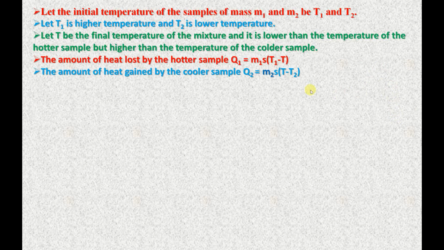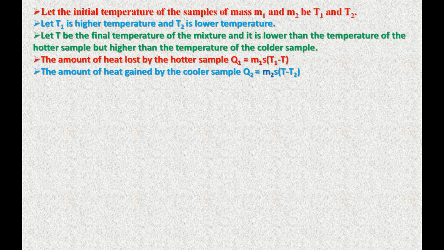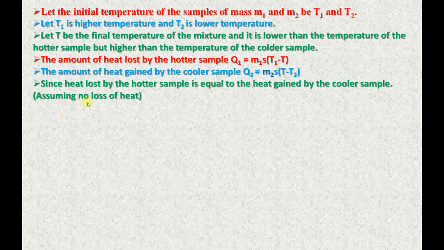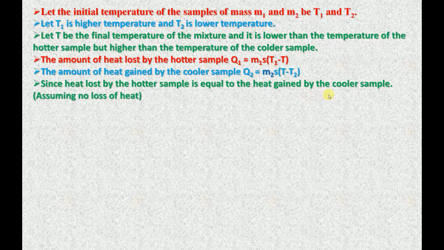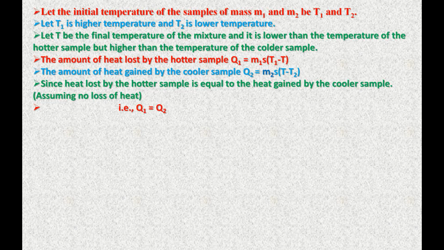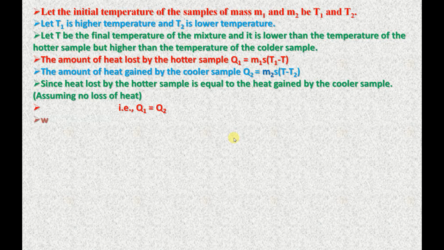From these two equations we can equate both, because after mixing, both samples should attain thermal equilibrium. At thermal equilibrium, the heat lost by the hotter sample is equal to the heat gained by the cooler sample, assuming no loss of heat to the surroundings. This is very important. At the stage of thermal equilibrium, Q1 equal to Q2. Equating these two equations, it can be written as M1 S (T1 minus T) equal to M2 S (T minus T2).